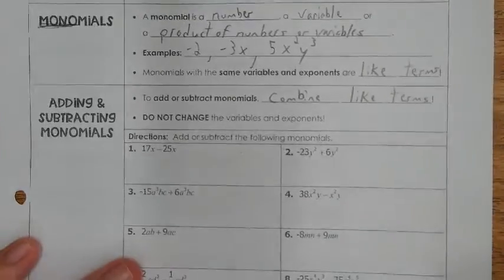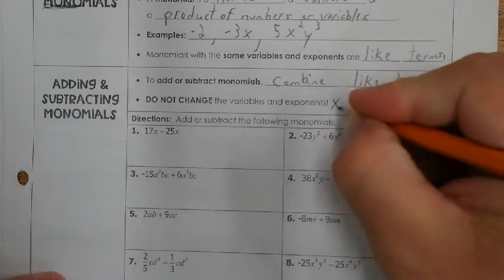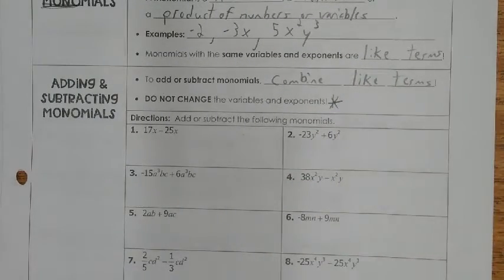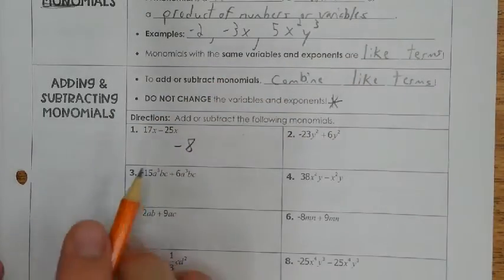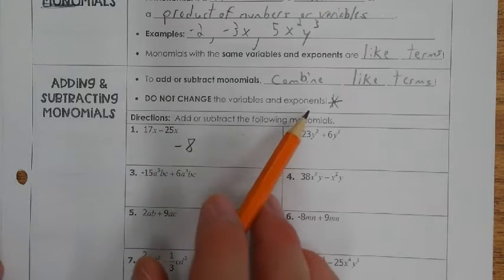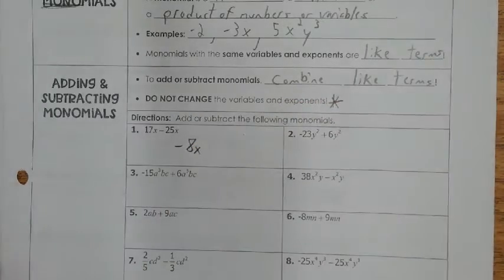So I think that you all will find this first part pretty easy. The big thing that you need to make note of is right here. Do not change the variables and the exponents. So for number 1, those are both like terms because they both have an x. So what you can do is just combine them. Could somebody tell me what is 17 minus 25? -8. So that'd be -8. And if you notice, it says do not change the variables and exponents. So you'll just bring that down. So it'd be -8x. And then you're done.